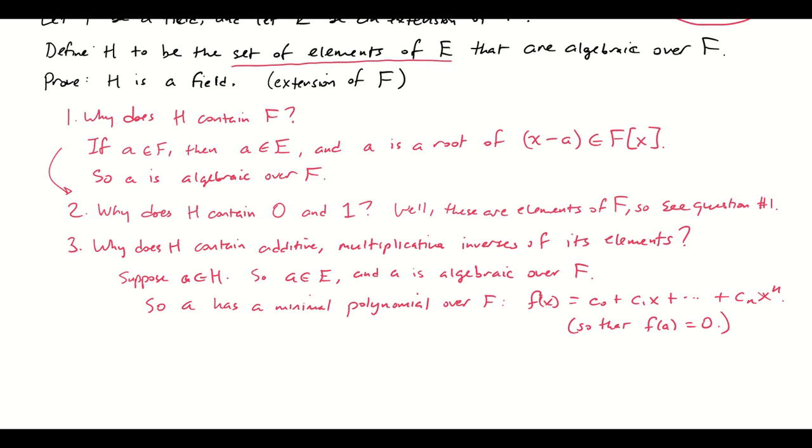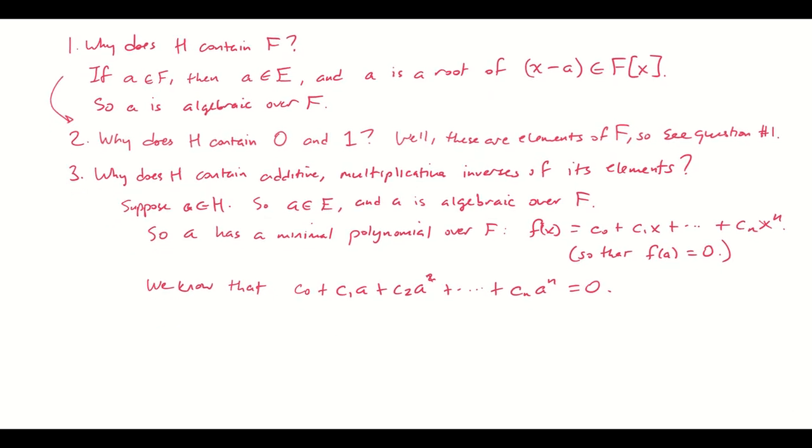We're going to use that to get polynomials having negative a and a inverse as roots. We're assuming, of course, that a is not equal to 0 for the second part. Okay, so we know that C0 plus C1a plus C2a squared, etc., up through Cn a to the n, that's equal to 0. So how am I going to get a polynomial having negative a as a root?